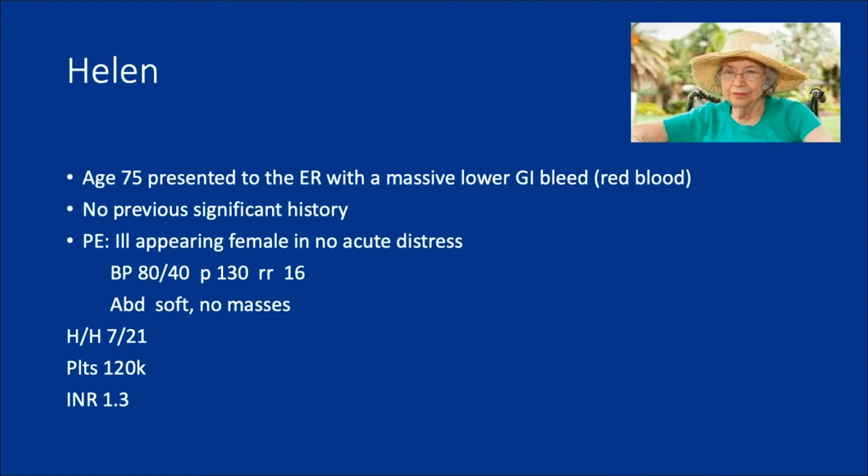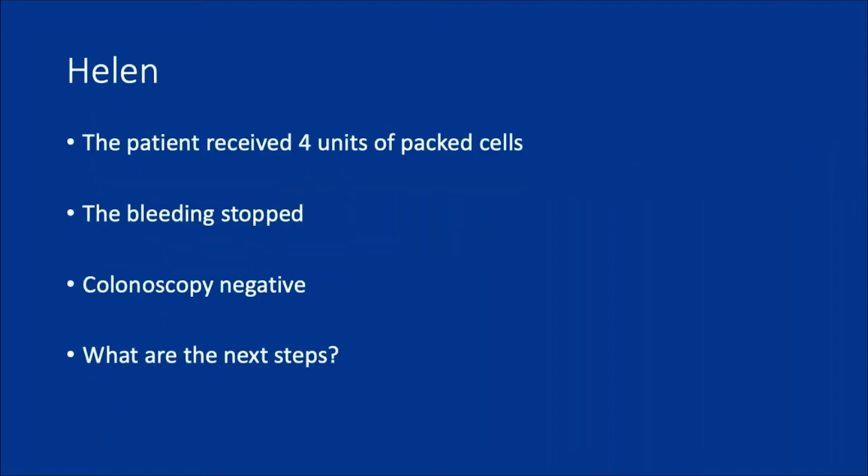Let's now talk about Helen, who, age 75, presented to the emergency room with a massive lower GI bleed and bright red rectal bleeding. You can see the rest of the story. She is hypotensive and tachycardic. You can look at the H&H. She received 4 units of packed cells. The bleeding stopped. Colonoscopy is negative. And what are the next steps?